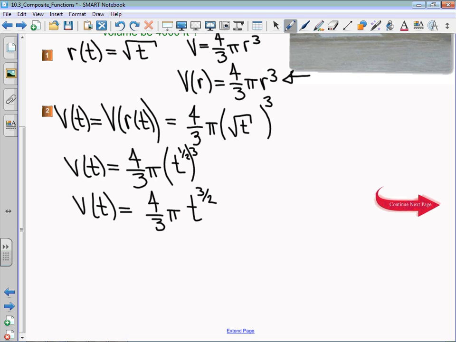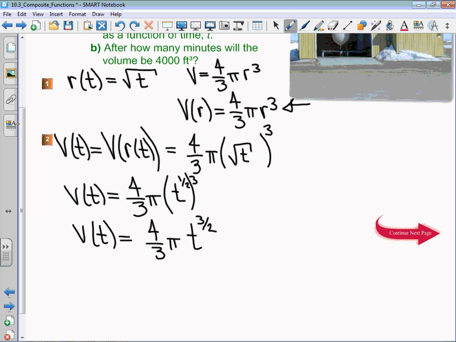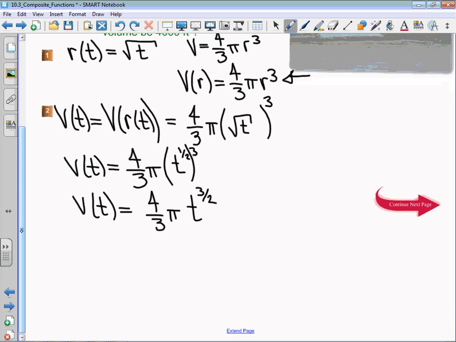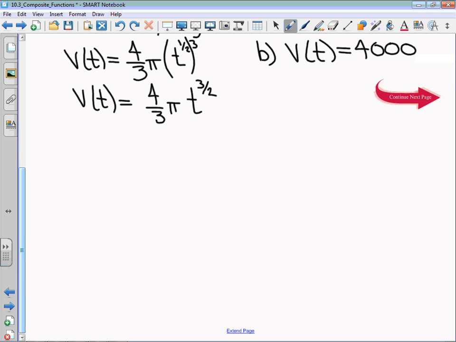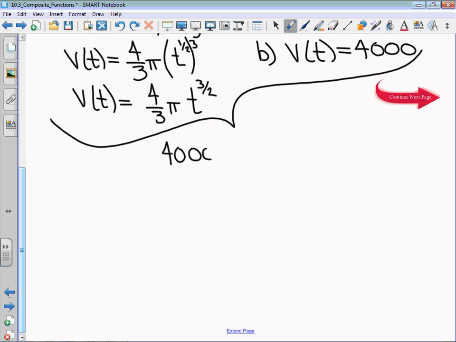All right, let's just scroll up. For B, it says, after how many minutes will the volume be 4,000 cubic feet? So what B is essentially asking us is when V of t is equal to 4,000. I always like writing out what that's actually asking us. We're going to combine these two concepts, and essentially we are trying to solve when 4,000 is equal to 4/3 times pi times t to the power of 3/2.